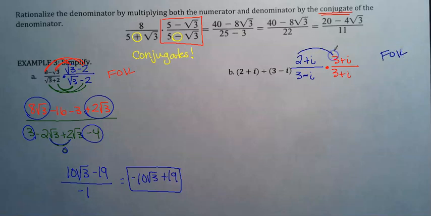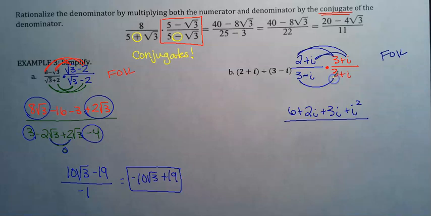So 2 times 3 is 6. 2 times I is a positive 2I. I times 3 is 3I. I times I is a positive I squared. My denominator, I'm going to go ahead and show you all those steps and prove to you that we're going to get rid of our I's.